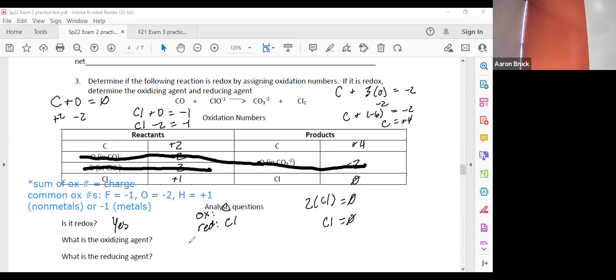However, when we are asking about oxidizing agents and reducing agents, those are related to reactants, not individual elements. And it's a crisscrossy kind of thing. The element that was oxidized is part of the reducing agent. So since the carbon was oxidized, the reducing agent is carbon monoxide. The chlorine was reduced, so that means the oxidizing agent is the reactant containing chlorine, that'd be the hypochlorite ion.